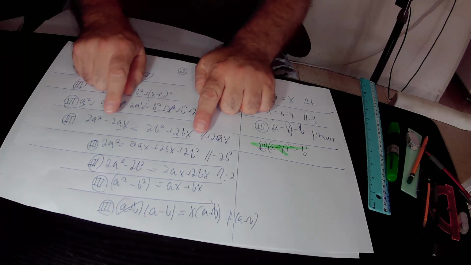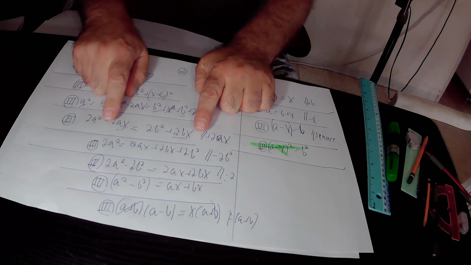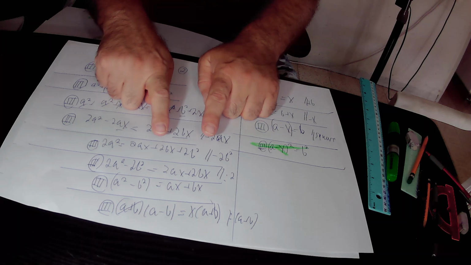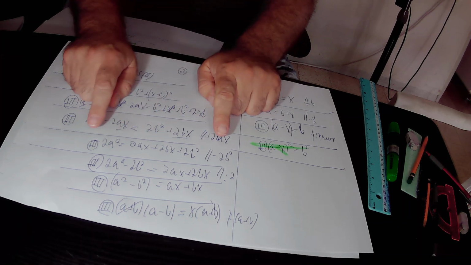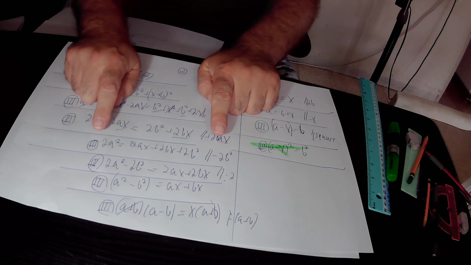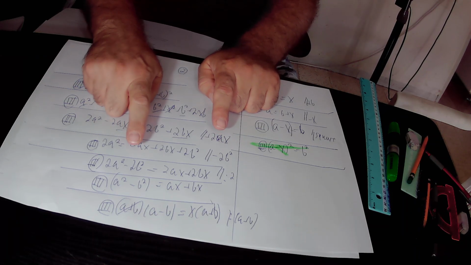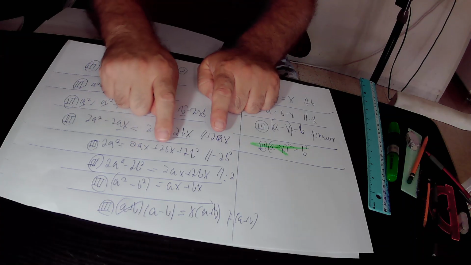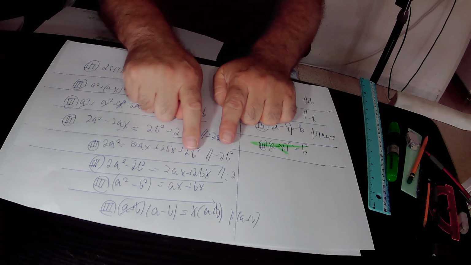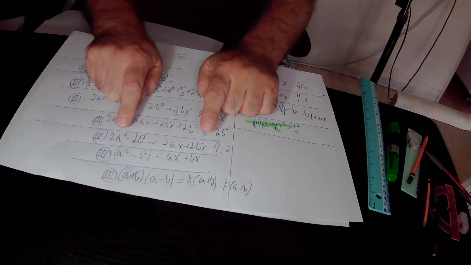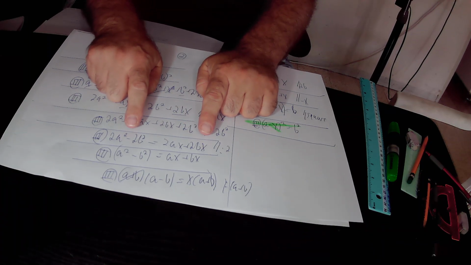Here we subtract 2B squared from equation 3, and we found that according to equation 3, 2A squared minus 2B squared equals 2AX plus 2BX. Here we divided equation 3 by 2, and found that 2A squared over 2 is A squared, minus 2B squared over 2 is minus B squared, and it equals 2AX over 2 is AX, plus 2BX over 2 is BX. So in total, according to equation 3, we found that A squared minus B squared equals AX plus BX.